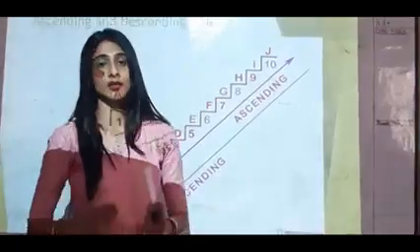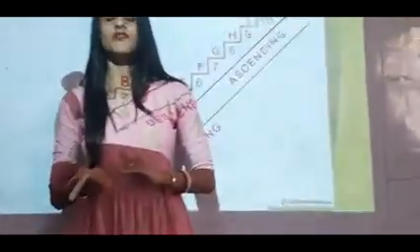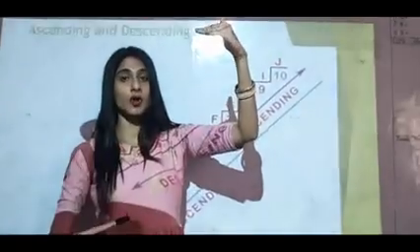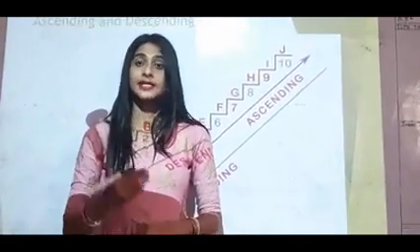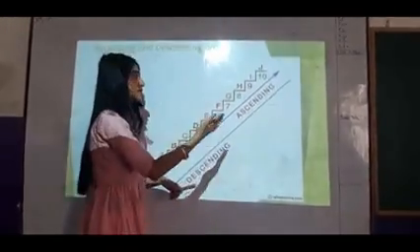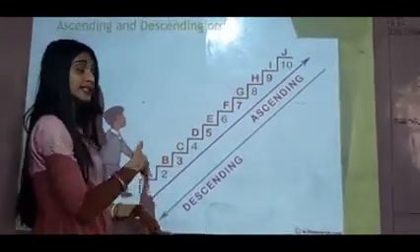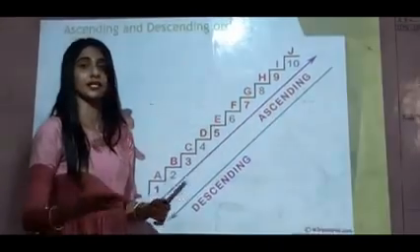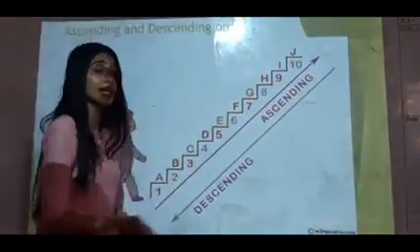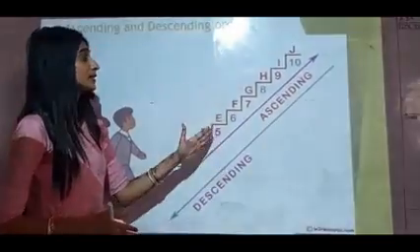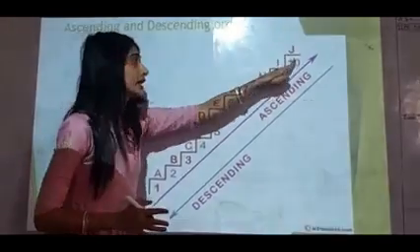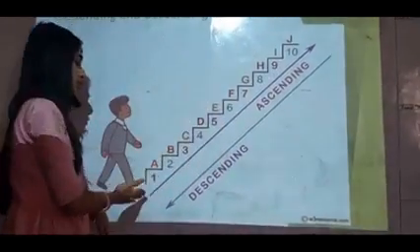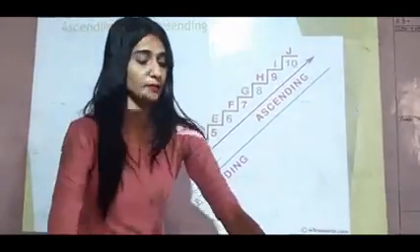Now what is descending order? It's just the opposite of ascending order. When you arrange the numbers from bigger to smaller, that arrangement is called descending order. You can see, if you consider in this direction, just opposite of ascending order. From 10, 9, 8, 7, what can you find? You can find the numbers are continuously decreasing. Means the numbers are getting smaller, from bigger to smaller. So when you are arranging the numbers from bigger to smaller, it is called descending order.